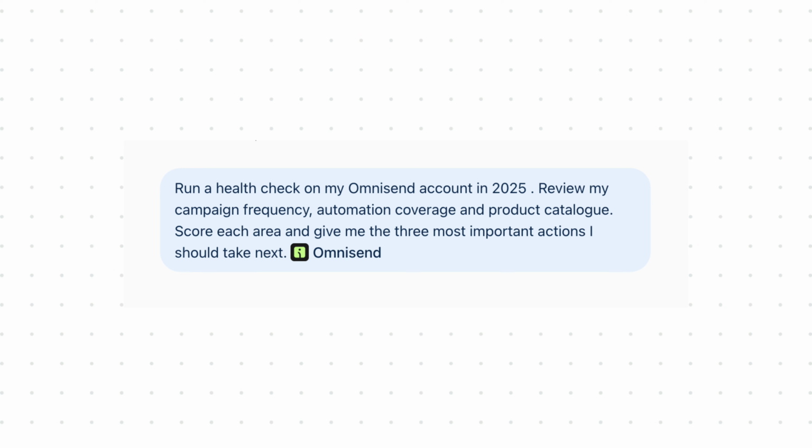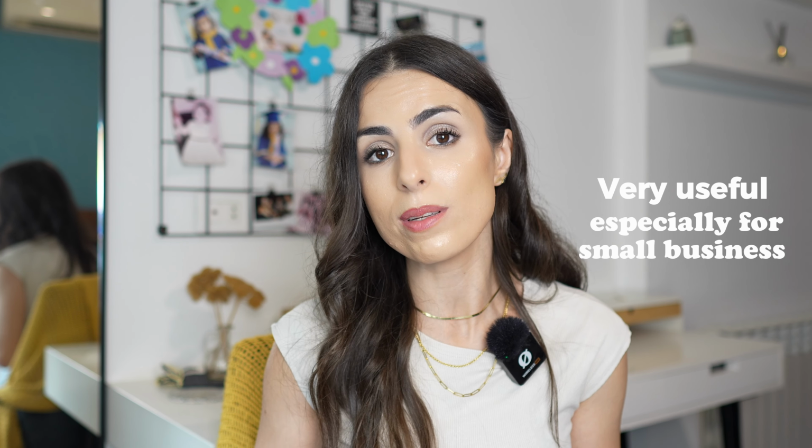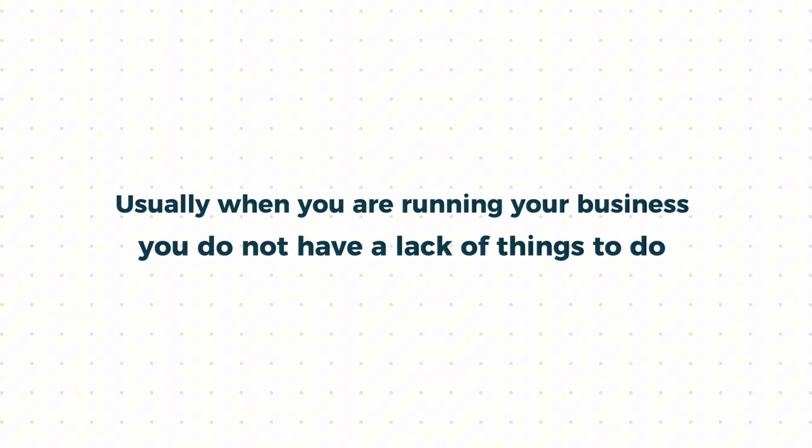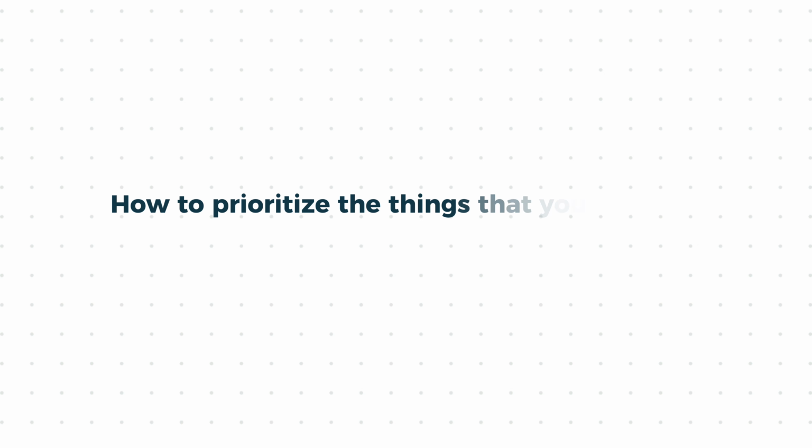Basically, I'm asking it to run a health check on my account, review my campaign frequency, automation coverage, and the product catalog, and to score every area and give me the 3 most important actions that I should take next. This part, I think, is going to be very useful, especially for small business owners. Usually when you are running your business, you don't have a lack of things to do. Your problem is how to prioritize the things that you must do.